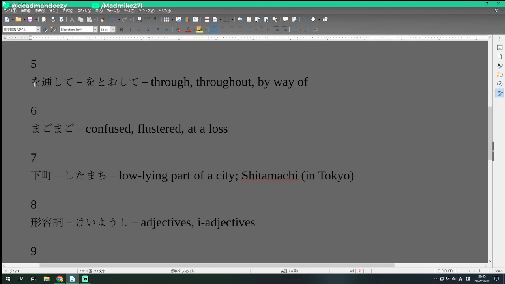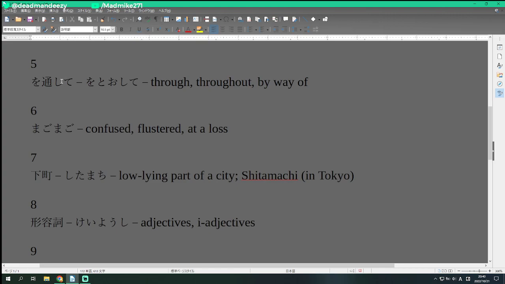Number five is o toshite. Tosu or toshi is going through something or passing through something. So o is our particle meaning kind of with the use of it. It often demarcates a direct object that comes right before it. Nani nani o toshite, meaning using, through, by way of. Through, throughout, or by way of is o toshite.